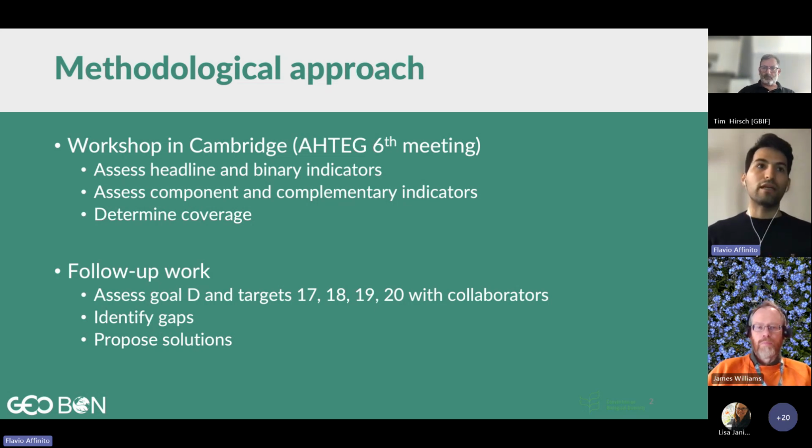So look at these headline and binary indicators, compare them to the elements, and give us an idea of how good the coverage was. What we did with all of this information was that we summarized it, looked at where there were specific gaps, tried to provide solutions, and came up with some guidance that I will refer to at the end for parties to understand how they can improve the monitoring framework so that it does cover as many of these elements as possible.